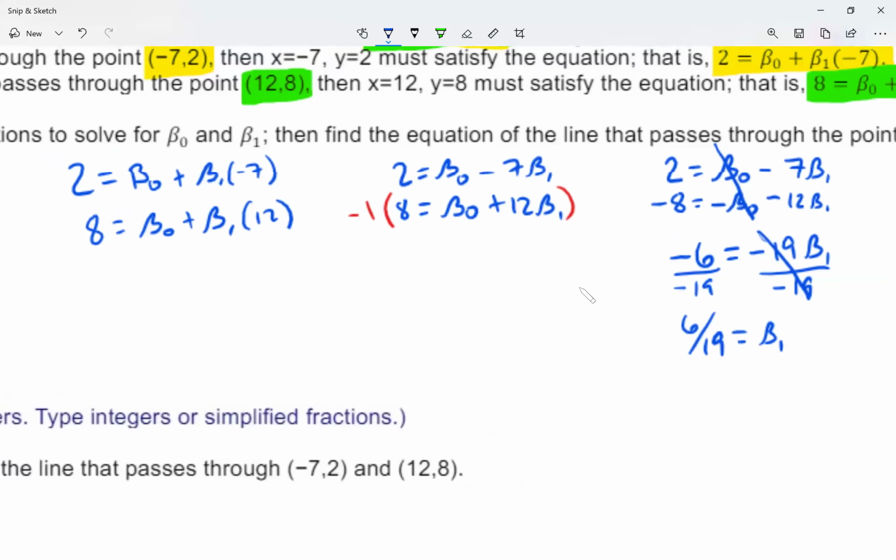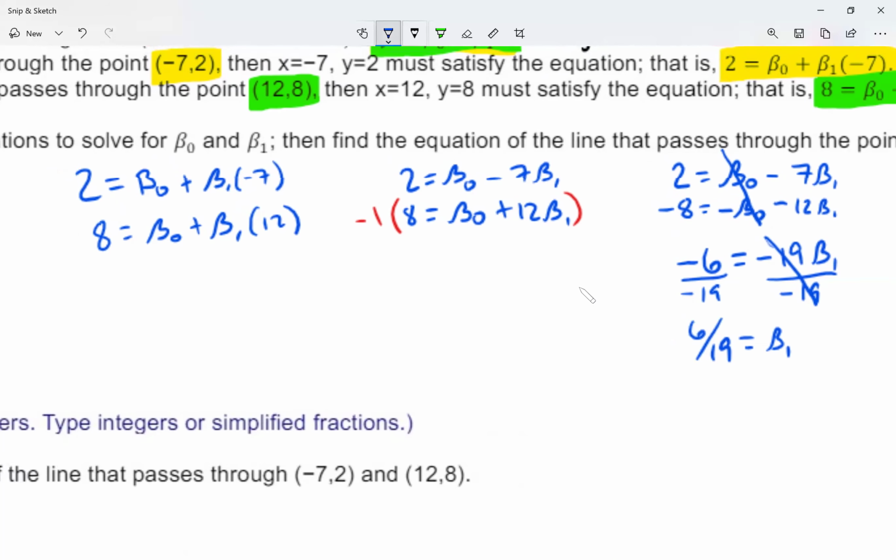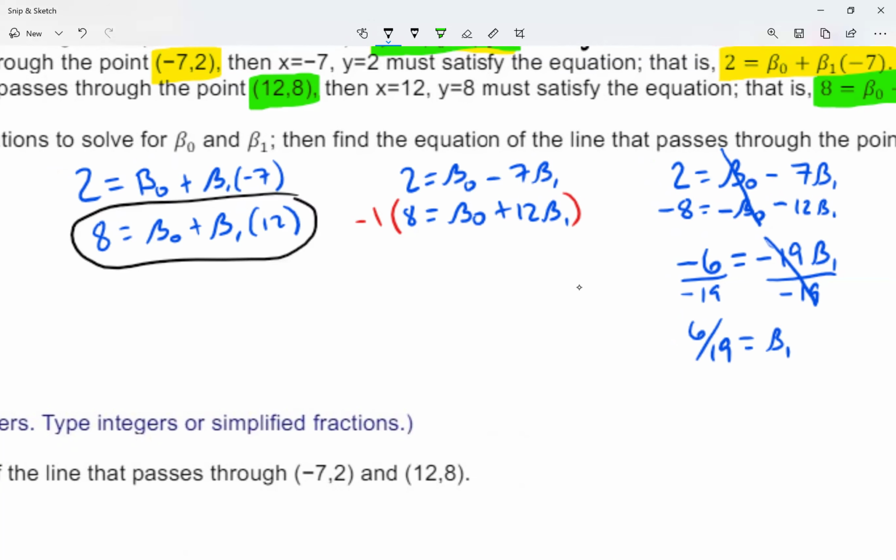Now, solve for beta 0. Use any equation that you want to solve for beta 0. So in my case, let's see. Which one can I use? Don't want to deal with negatives if possible. So I'm going to choose this one. It doesn't matter which one you choose. So I'm going to use that.